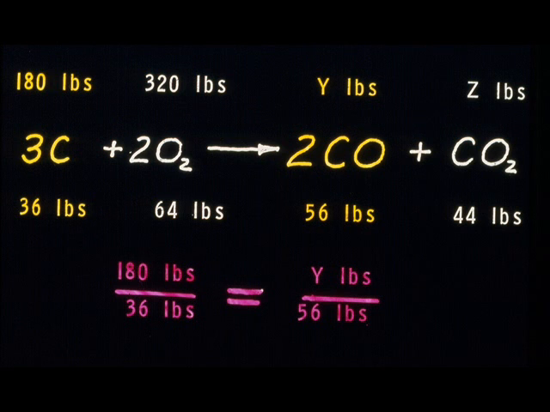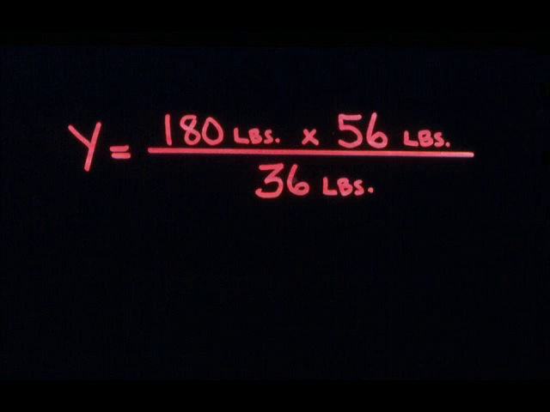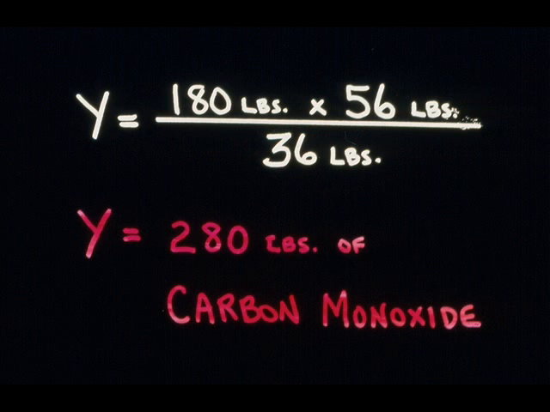We can calculate for Y, or the amount of carbon monoxide produced by the burning of 180 pounds of carbon, by again writing this equation: 180 pounds divided by 36 pounds equals Y pounds divided by 56 pounds. Y equals 180 pounds times 56 pounds divided by 36 pounds. Thus, Y equals 280 pounds. So 280 pounds of carbon monoxide would be produced by the burning of 180 pounds of carbon.